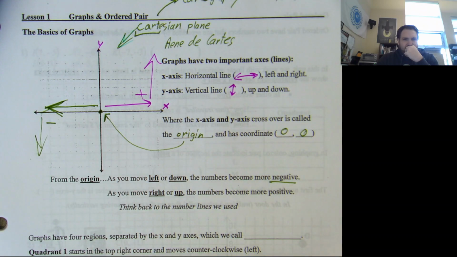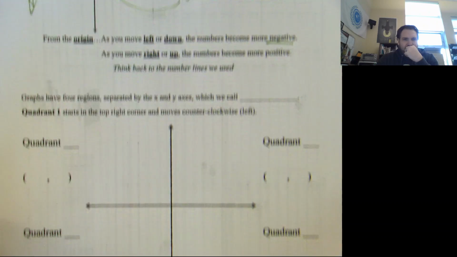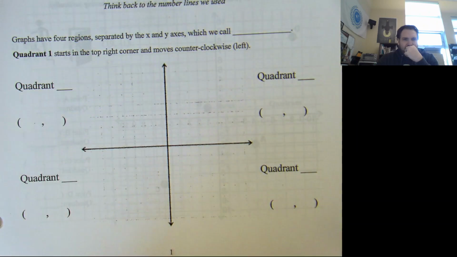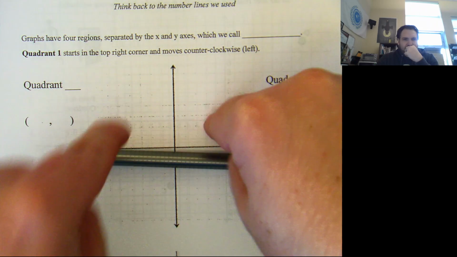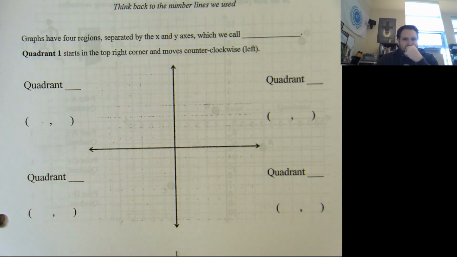This is similar to the number lines you guys have seen in the past. These graphs have 4 regions, because when you take 2 lines and stack them on top of each other, you get 4 distinct corners. Because there's 4 of them, we call them quadrants. Because quad means 4.